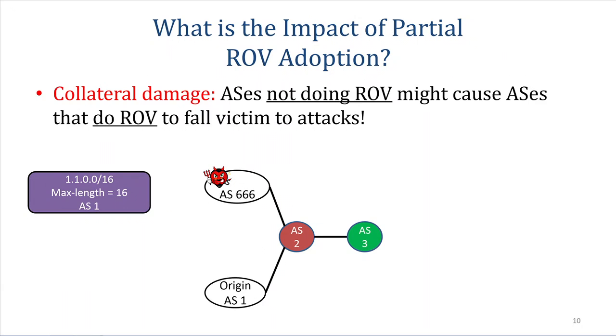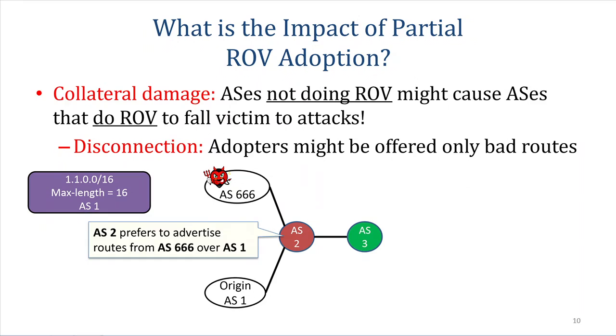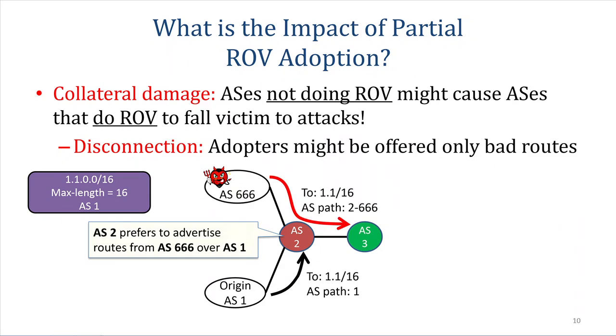And here, what I mean by collateral damage is that by not adopting ROV, you might cause ASs that do adopt ROV to actually fall victim to attacks. So consider the same scenario, except now I've swapped, and AS2 does not perform ROV while AS3 does. And the first effect that I'm going to show is disconnection. So let's say that for whatever reason, AS2 actually prefers to advertise routes from the attacker rather than from the victim. And let's say that our attacker performs a prefix hijack. So it announces exactly the same prefix as the victim.